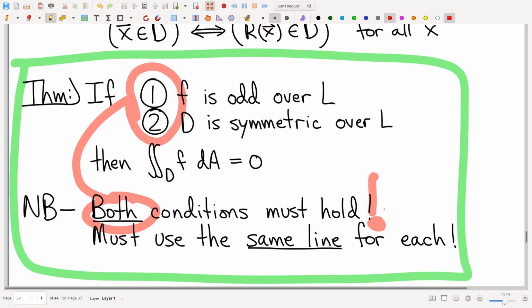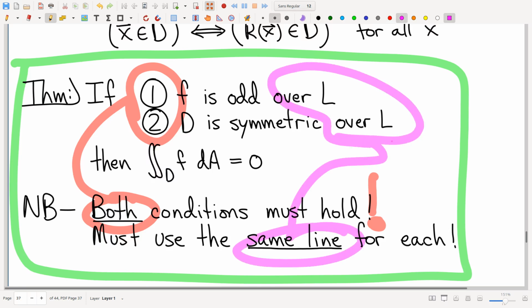You gotta check that domain. Right? So both conditions have to hold. And also, very importantly and easy to screw up, it's got to be the same line for both of the conditions that you're required to check.